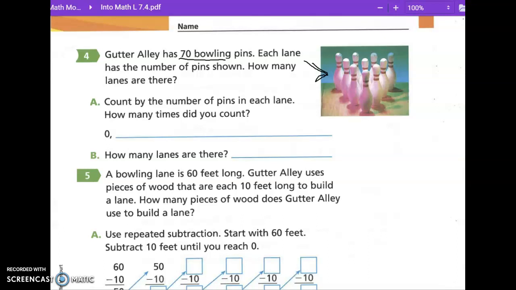10. So we're going to count by 10 until we get to what? 70. So I have 0, 10, 20. Everybody should be doing this. 30, 40, 50, 60, and 70.